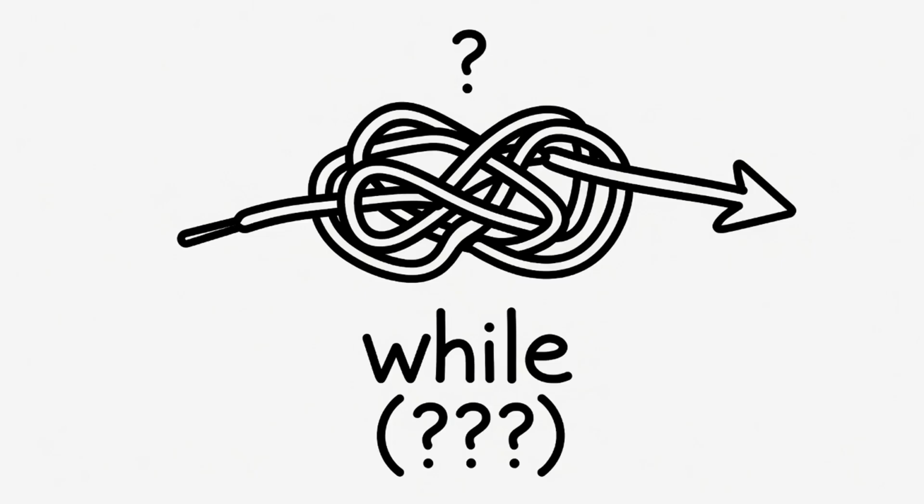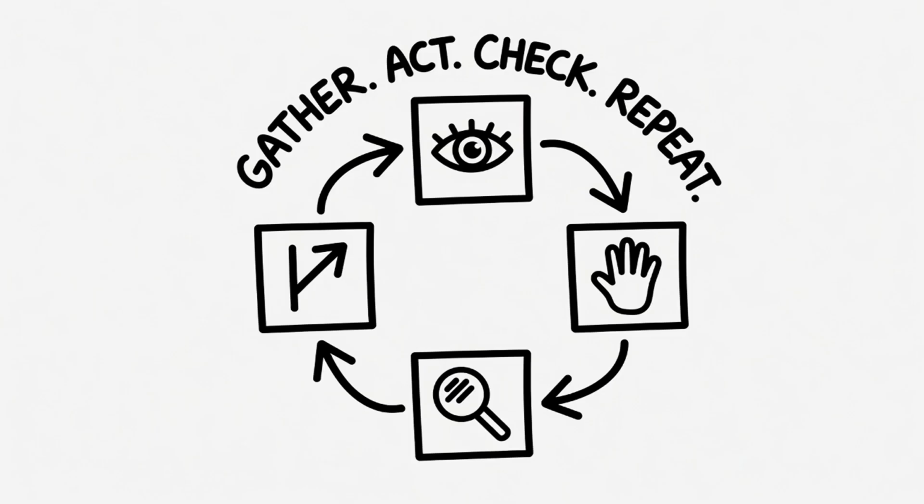A for loop knows how many times it'll run before it starts. An agentic loop has no idea. It runs until it decides it's finished. It's a loop with commitment issues. Here's the actual shape. The loop has 4 moves, and it just keeps doing them. Gather context, take an action, check the result, decide whether to go again. That's it. That's the monster.